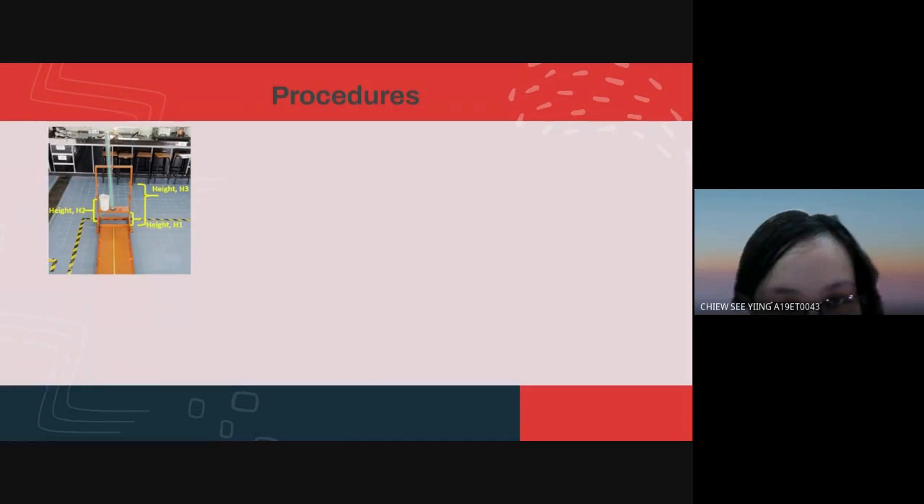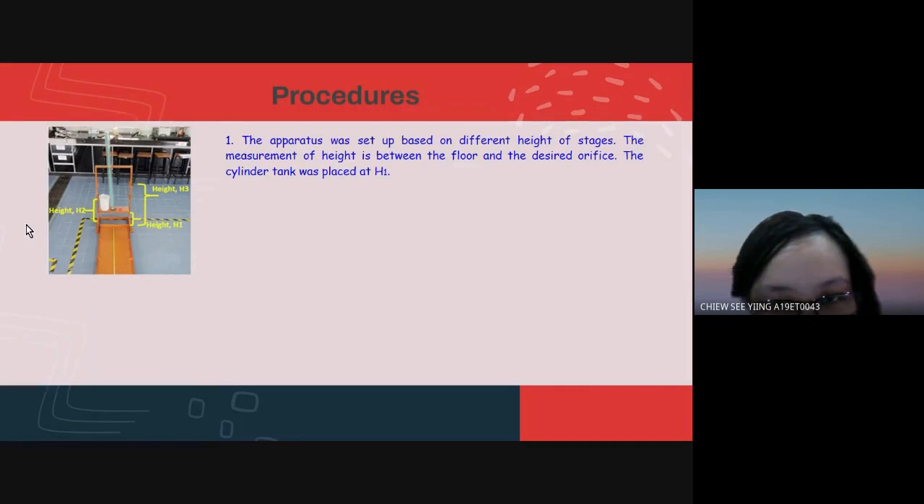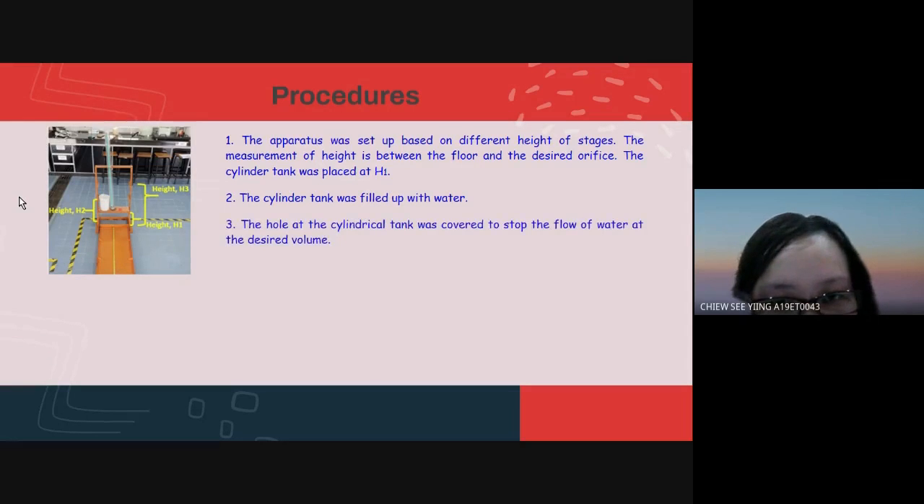Hi, I'm C. I will continue with the procedures. First, the apparatus was set up based on different heights of stages. The measurement of height is between the floor and the desired orifice. The cylinder tank was placed at H1. Next, the cylinder tank was filled up with water. And next, the hole at the cylindrical tank was covered to stop the flow of water at the desired volume.